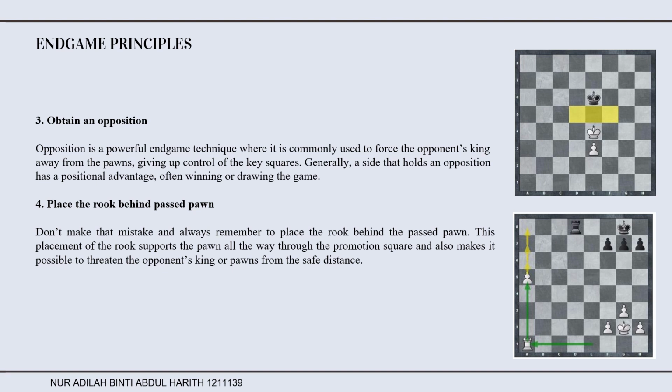This is another very important rule to remember. You should also keep this rule in mind when you are attacking the opponent's passed pawn. By placing your rook behind the opponent's passed pawn, you control the pawn all the way through to the promotion square, making it much harder to defend. In the position shown, white has placed his rook behind the passed pawn and supports it all the way to the promotion square.